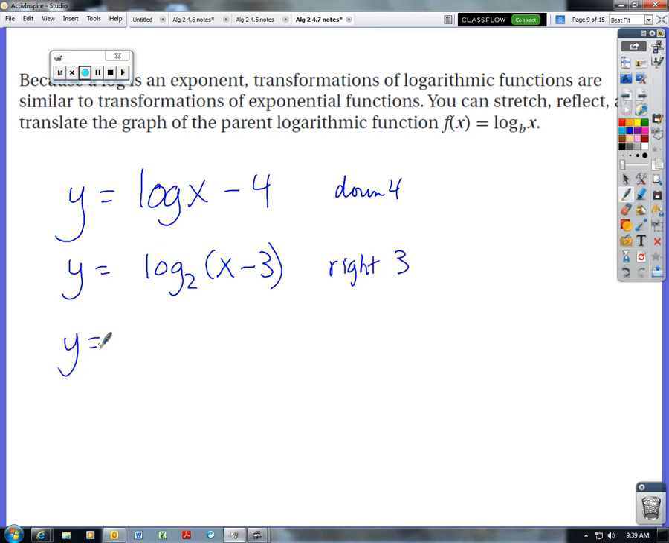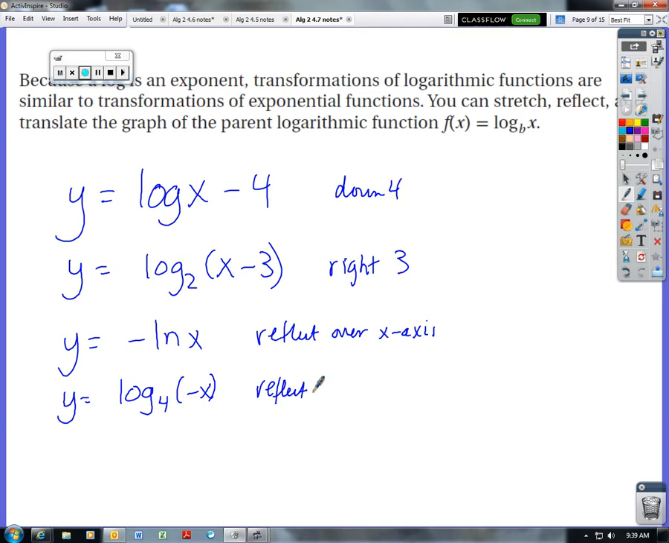If I have a negative out front, let's do negative natural log of x, because it's out front, it's going to be a reflection over the x-axis. So these transformations are all the same, it's just with logs now instead of exponentials. And if I have log base 4 of negative x, because it's inside with the x, that's going to reflect over the y-axis. And if I have a number multiplied out front, like 3 log base 4 of x, that's going to be a vertical stretch because it's out front and it's greater than 1.